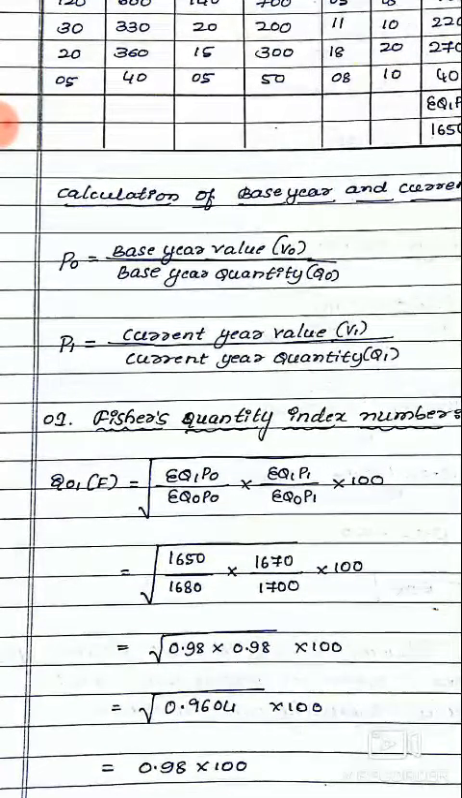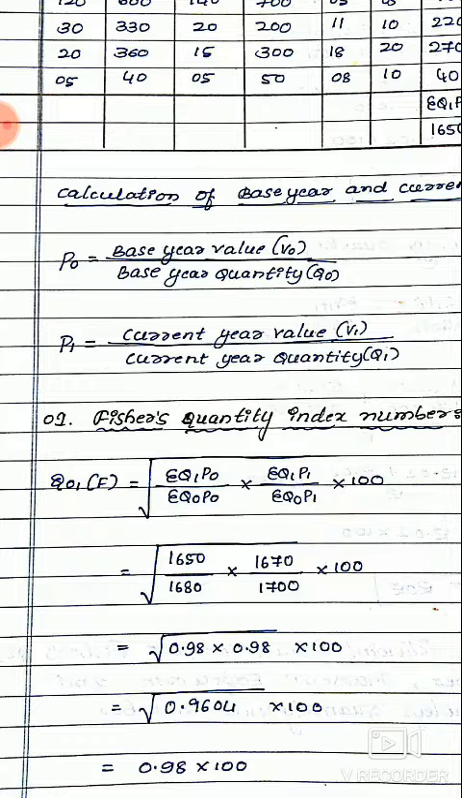Root of sigma Q1 P0 value is 1650, sigma Q0 P0 value is 1680, into sigma Q1 P1 value is 1670, divided by sigma Q0 P1 value is 1700, into 100. The 100 should be taken out of the root. Simplify 1650 divided by 1680, you get 0.98, and 1670 divided by 1700, you get 0.98.